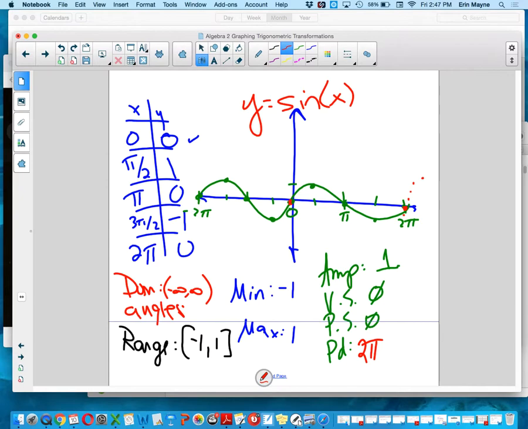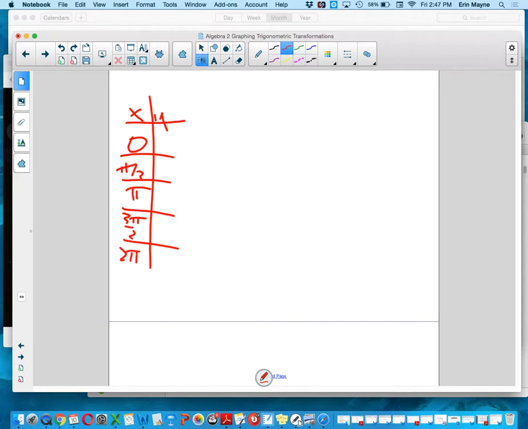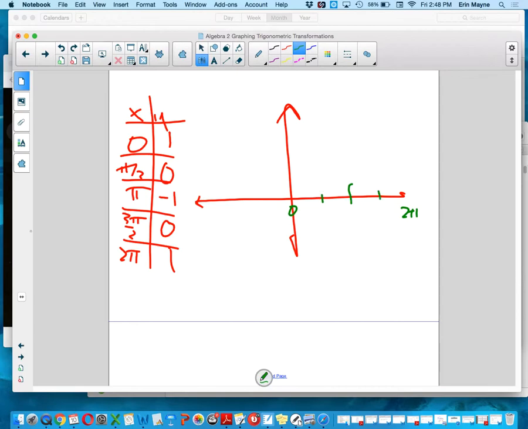I'm going to go faster this time. You ready? All right. So for cosine, we have the same x values on the table: 0, pi over 2, pi, 3 pi over 2, and 2 pi. But this time cosine starts how? High. And it goes high, middle, low, middle, high. That's what I meant. So when I go to draw this, I go 0 to 2 pi, cut in half, cut in half, cut in half. Then I start up at 1, middle, low, middle, high.